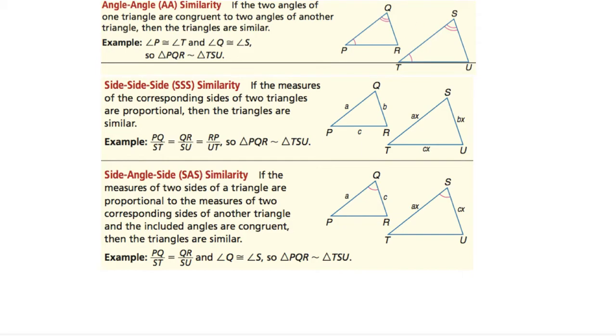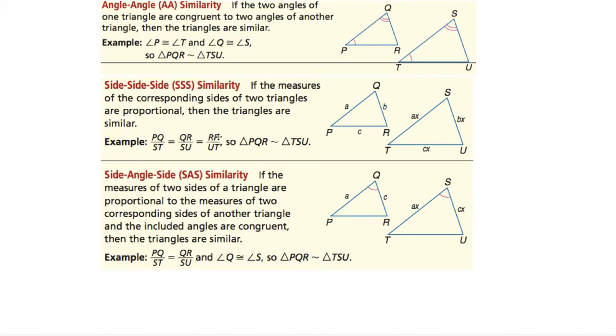Okay, so here we have some of everybody's favorites, theorems. Before we had shown and proven congruence of triangles, but now we're talking about similarity of triangles. To prove triangles similar, there are three theorems: angle-angle, side-side-side, and side-angle-side. Now, side-side-side and side-angle-side should be familiar because we did them when we proved congruence of triangles.